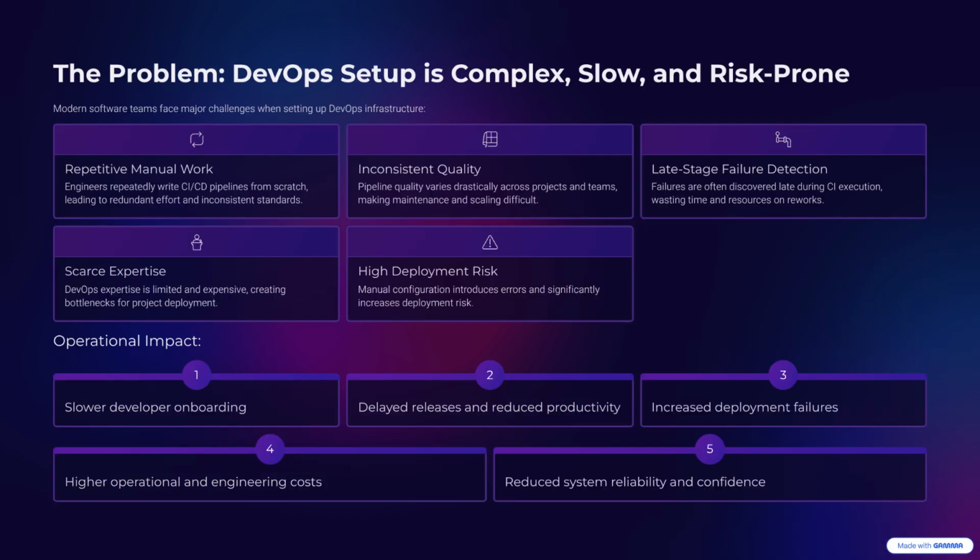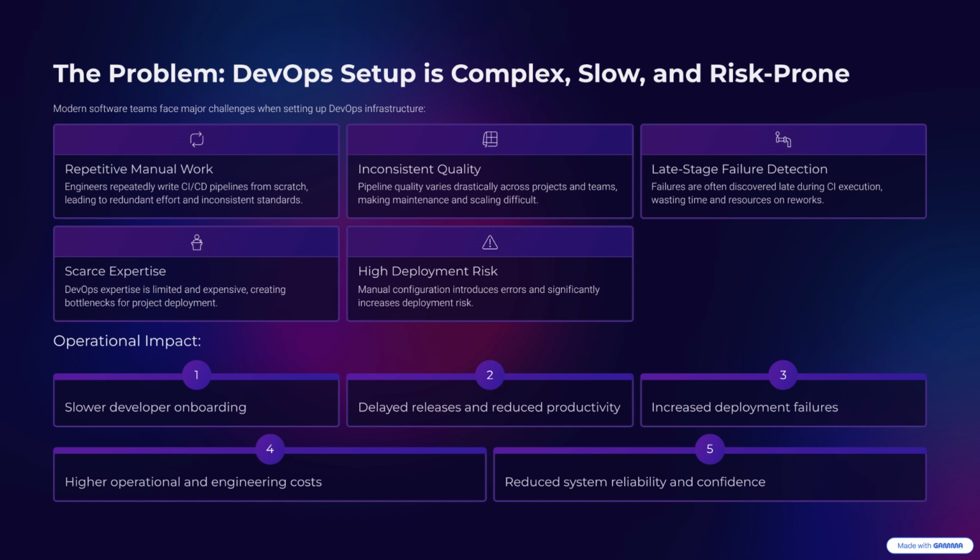Today, setting up DevOps pipelines is still a manual, time-consuming, and error-prone process. Engineering teams repeatedly write CI/CD pipelines from scratch for every new project. This leads to inconsistent configurations, increased maintenance overhead, and higher risk of deployment failures. Many teams lack dedicated DevOps expertise, which slows down development and introduces reliability issues.